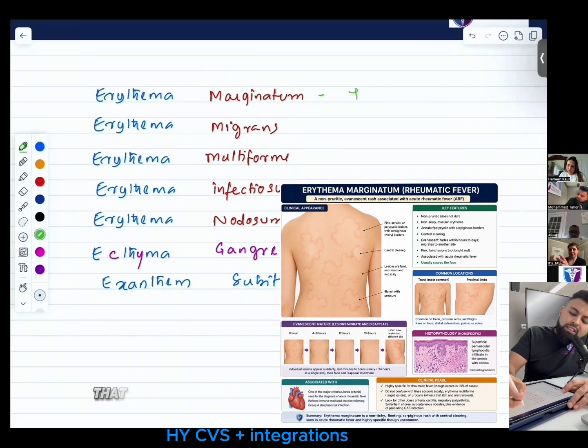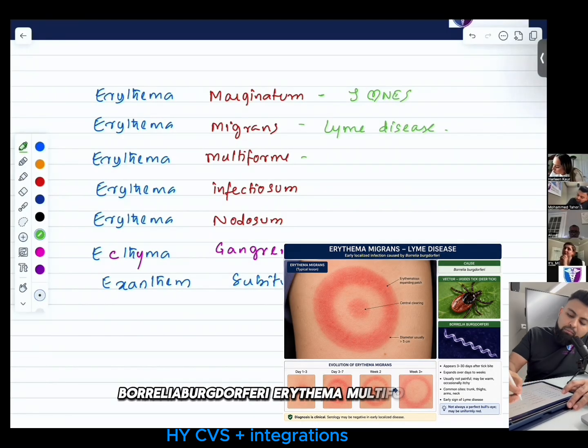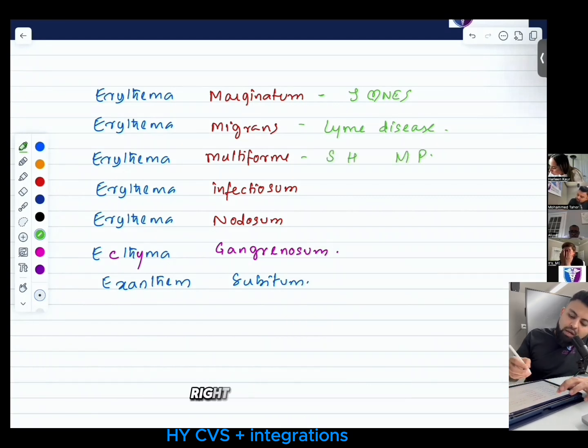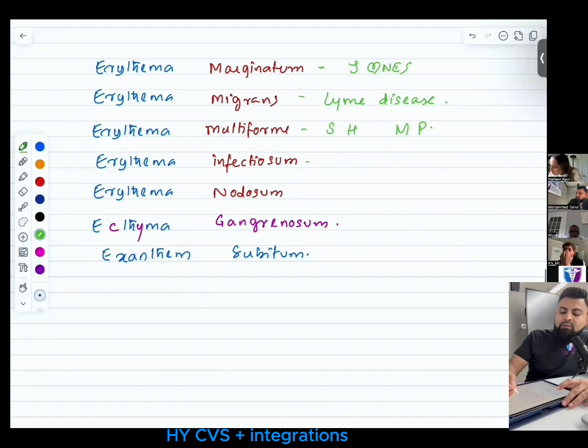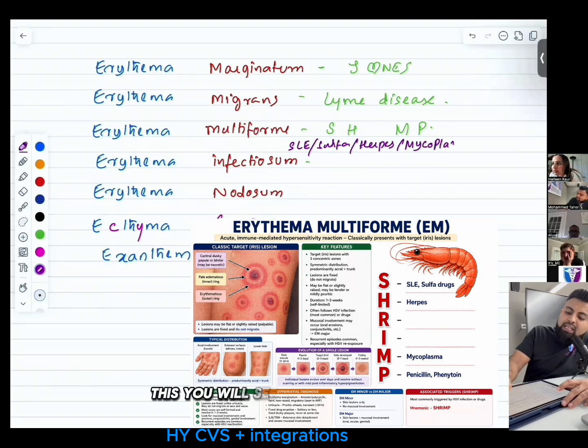Erythema marginatum is for the Jones criteria of rheumatic fever. Migrans is for Lyme disease, Borrelia burgdorferi. Erythema multiforme is associated with SHRIMP. I will write down the mnemonic soon. What is SHRIMP? Causative agents: SLE, sulfur drugs, herpes, mycoplasma. This you will see in dermatology. P is for penicillin, and P is also for phenytoin.